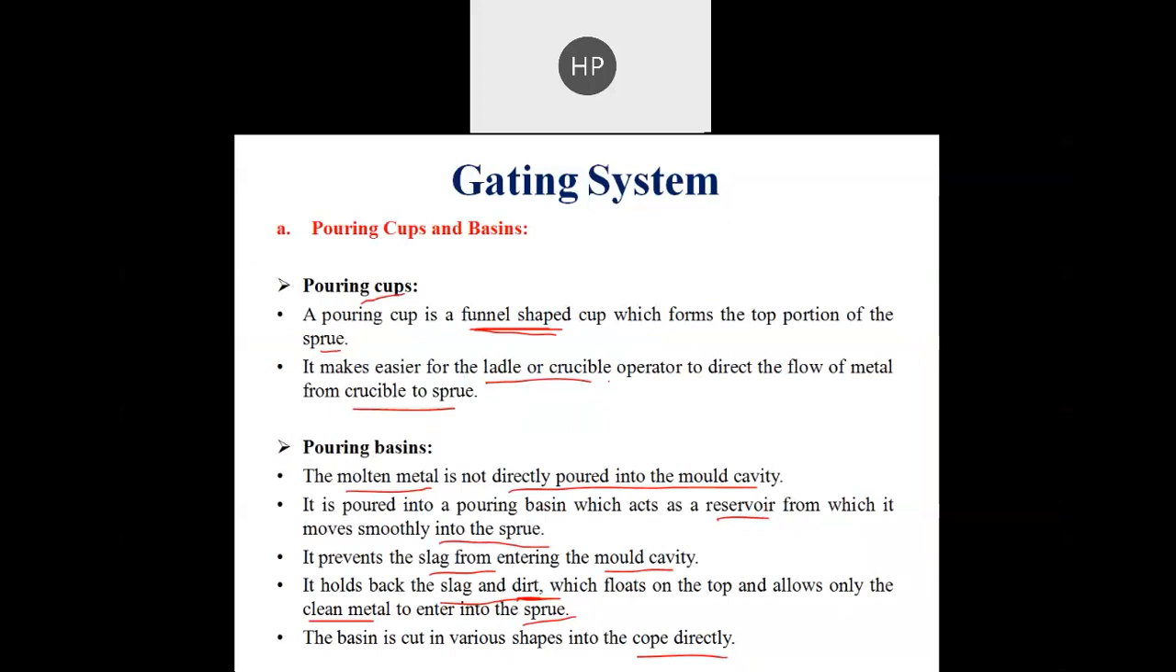So the pouring basin, what is the purpose of this pouring cup and pouring basin? It will allow smooth entering, or smooth movement, of the molten metal into the sprue. As well as, it will prevent the slag and dirt from entering into the sprue. So that's why we use a pouring cup and a pouring basin. So this is the first part.